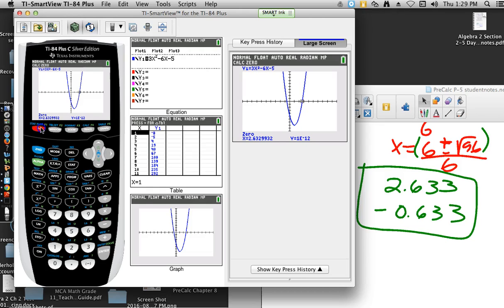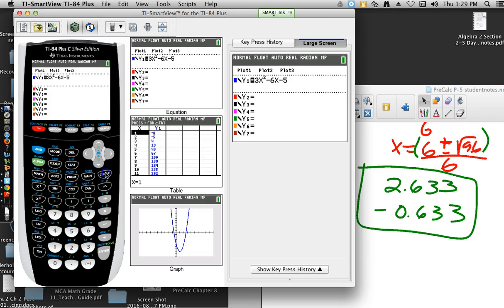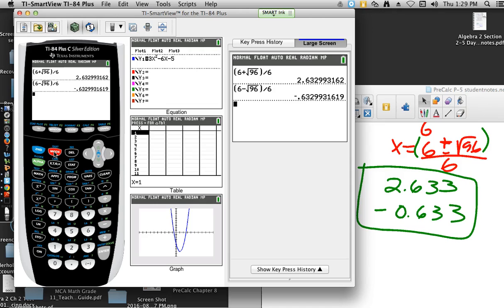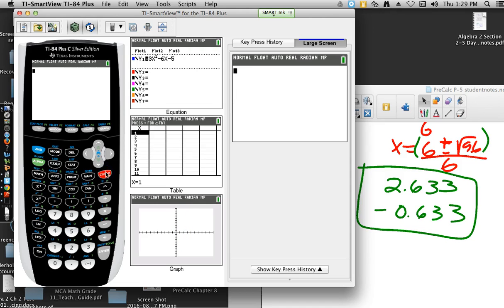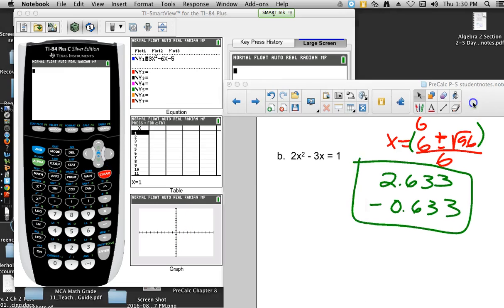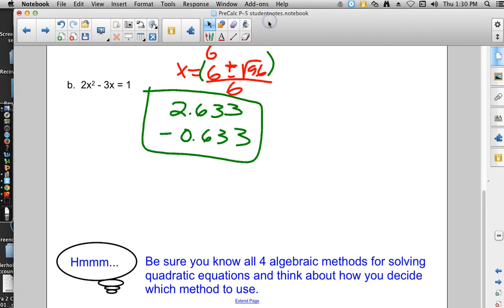So quadratic formula, yes, we want to be able to use it, and it is, like I said, a backup plan. You don't remember anything else about quadratics, but you remember that song and the quadratic formula, and by golly, you can use that. But we always have that calculator to back it up too. So let me move this one down.